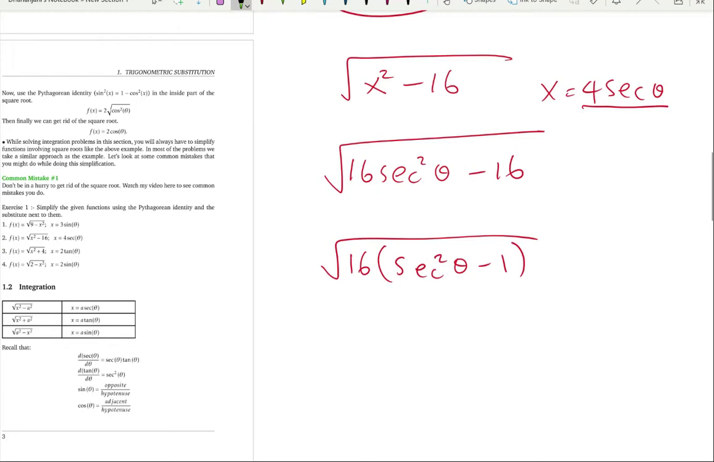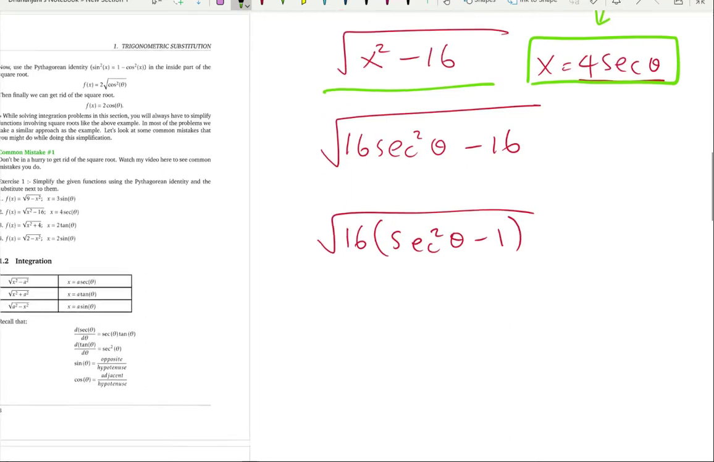Oh, by the way, I don't know whether this is too late to mention or not. I have given this to you already. Don't worry about how I got this substitution here. I have given you the substitution and given you the term. We are just learning how to simplify the square root. Maybe it's too late to mention that, but anyway, let's continue.